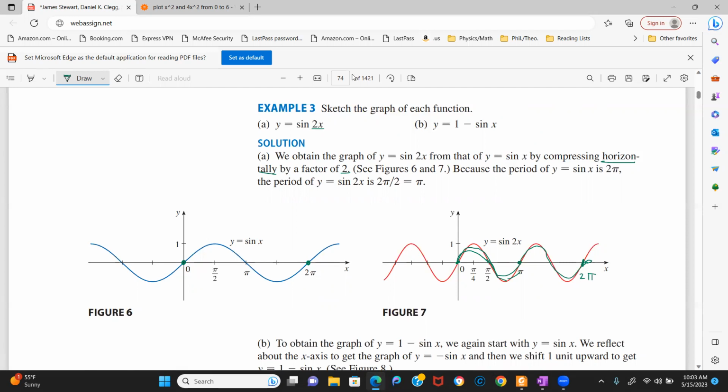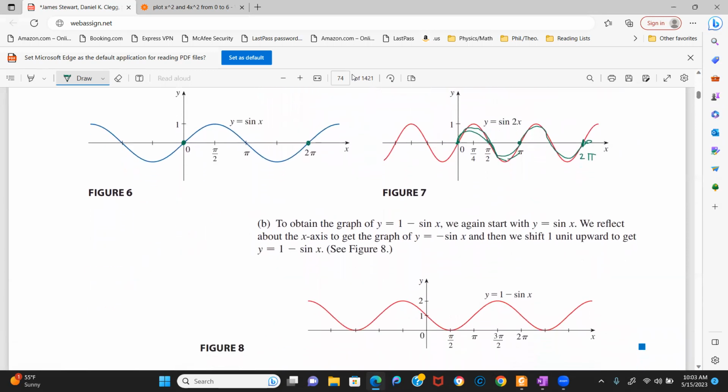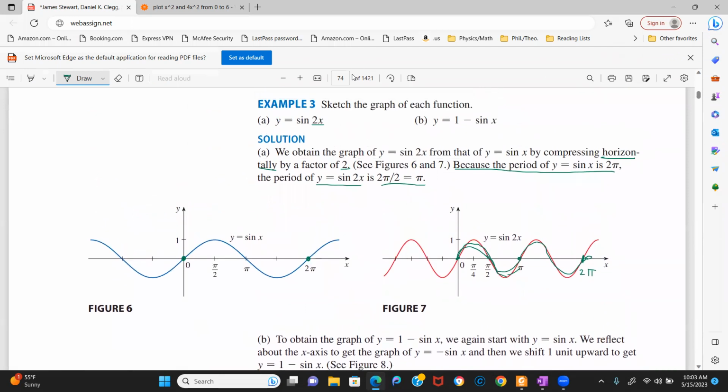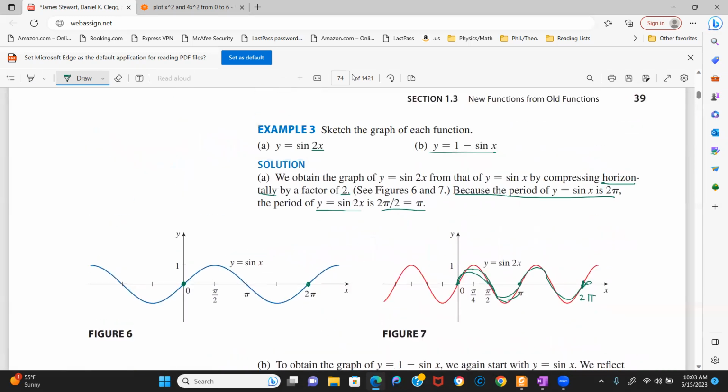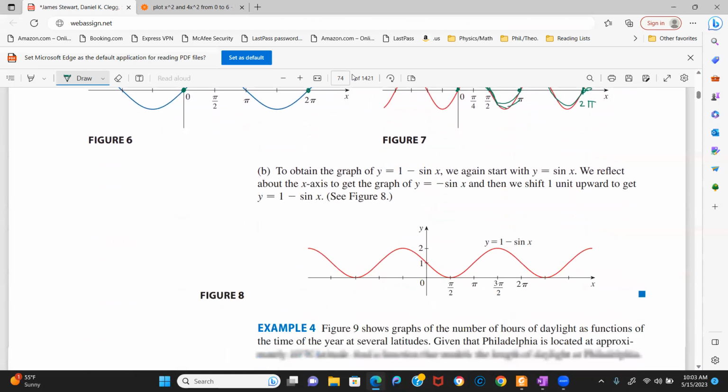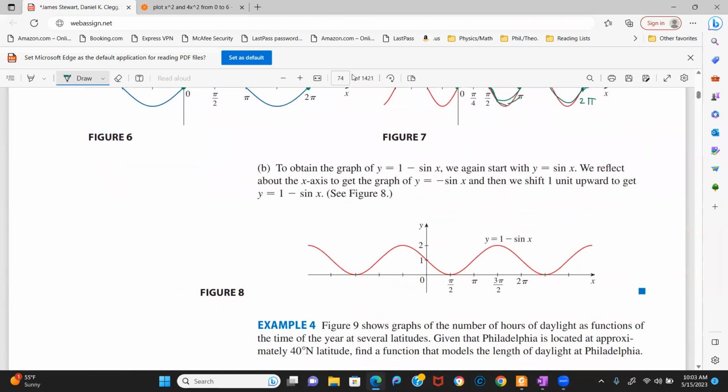So in other words, you're changing the period of this graph. Because the period of sine x is 2 pi, the period of y equals sine 2x is 2 pi over 2, which is pi. So it repeats over a smaller interval. Let's see, this one is not that bad. The negative means you reflect over the x-axis and then you shift up 1 unit. So that's why you get this right here.